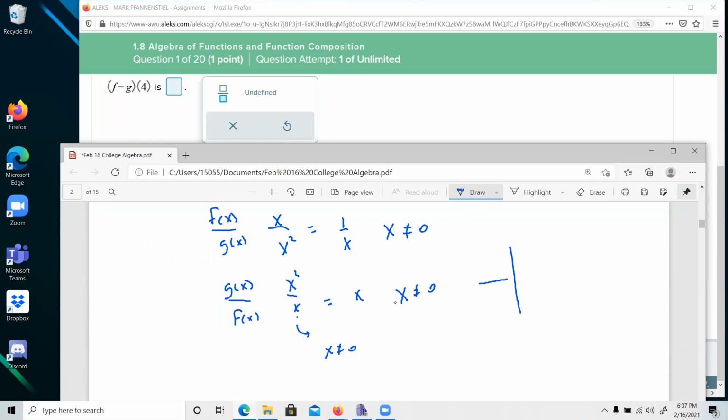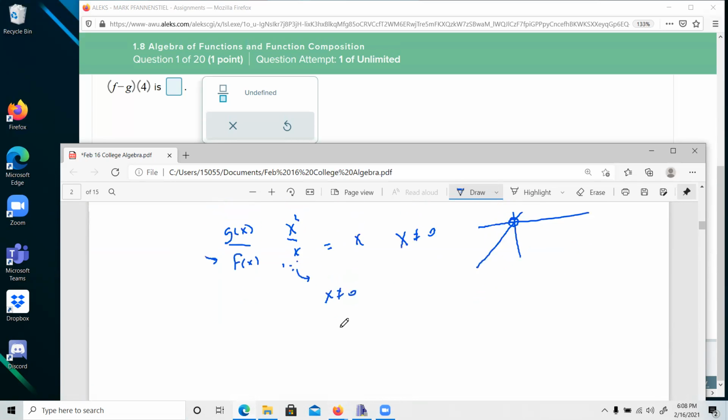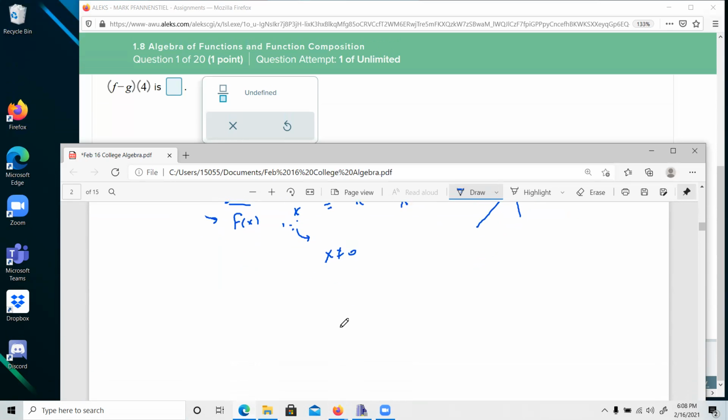All it's going to look like is y equals x. But if you look real close, we're going to have a little circle in the middle because x can't be 0. Because we started with this, we always have to go back to this. You always have to go back to your original functions when you're dealing with this stuff.